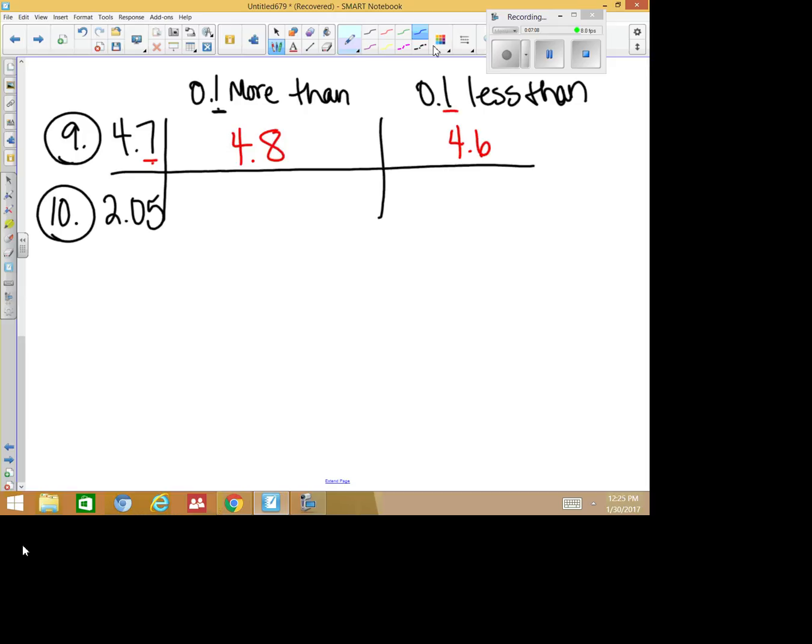What digit? 2, 0, or 5? Which one's in the tenths place? Okay, so this is 0. So I need to go 1/10 more than that. What's 1 more than 0? 1. Did they say change the hundreds? No, so that stays the same.